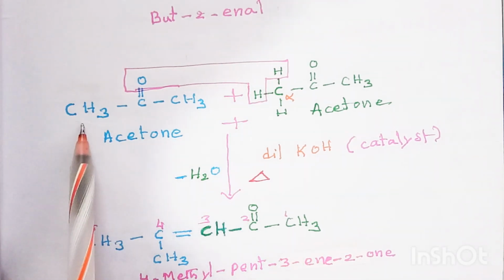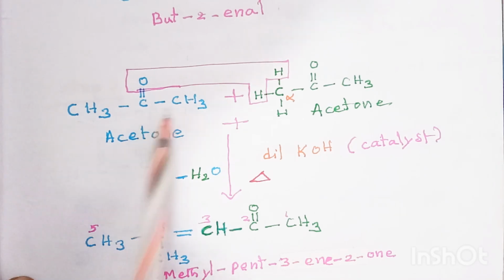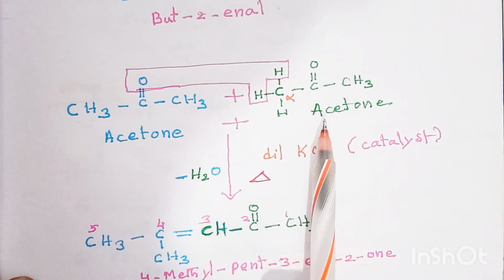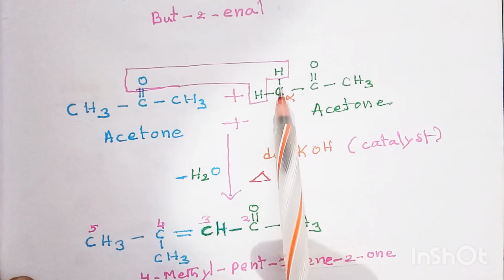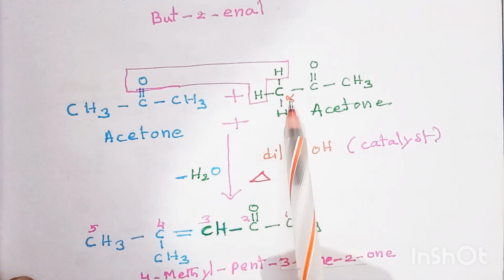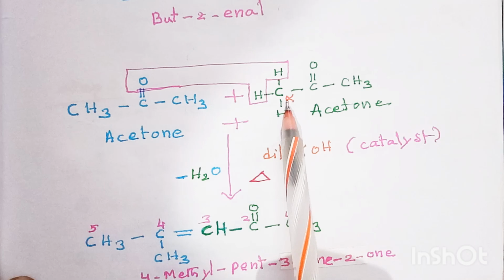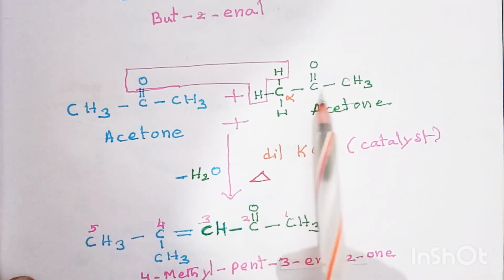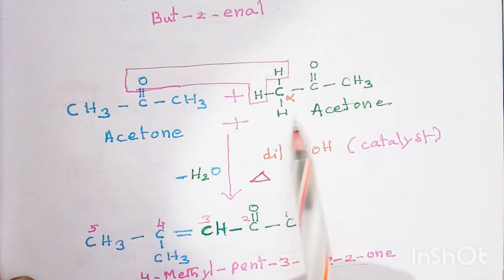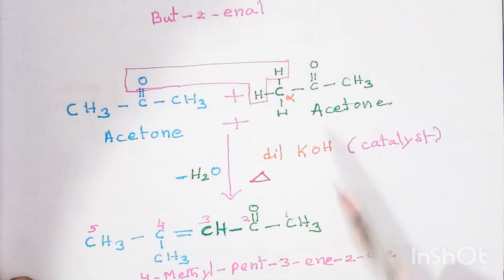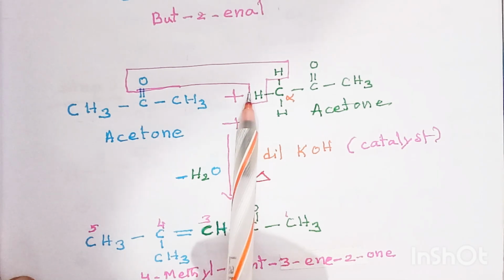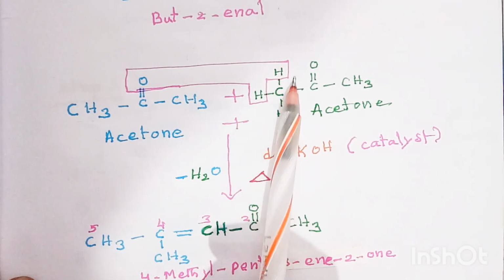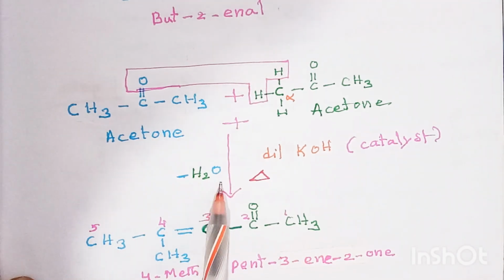First molecule of acetone is written as CH3 C double bond O CH3. Second molecule of acetone is written in green ink. CH3 is elaborated as C, H, H, H. 3 alpha hydrogens this CH3 is having because this C is alpha carbon adjacent to carbonyl carbon. C double bond O CH3. This is second molecule written in green ink. The oxygen of the first acetone will combine with 2 alpha hydrogens of the second molecule of acetone to give out water.